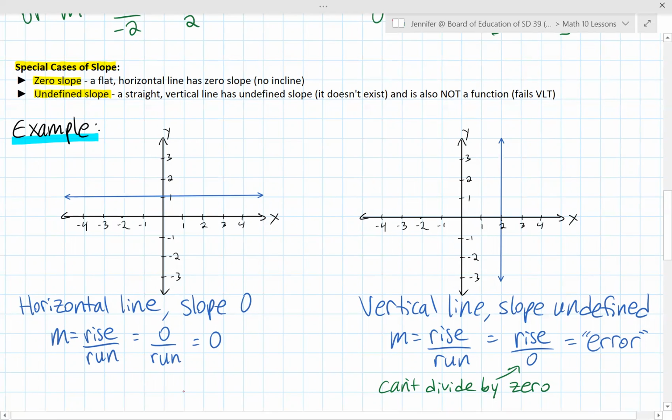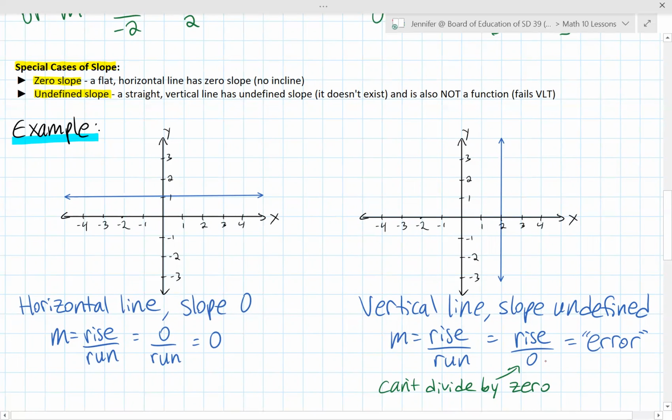The other unique case is for vertical lines, and this has a slope that is undefined. It doesn't exist. And as we talked about before, it is not considered a function. It's the only straight line that's not a function because it fails the vertical line test. And what do we mean by undefined? If we try to do a rise over run formula, again, it doesn't matter what the rise is, how much you're going up or down.